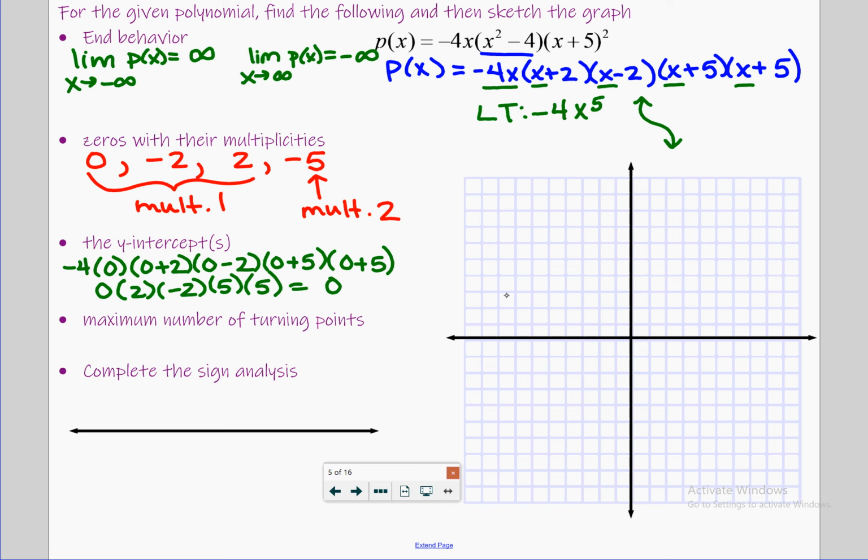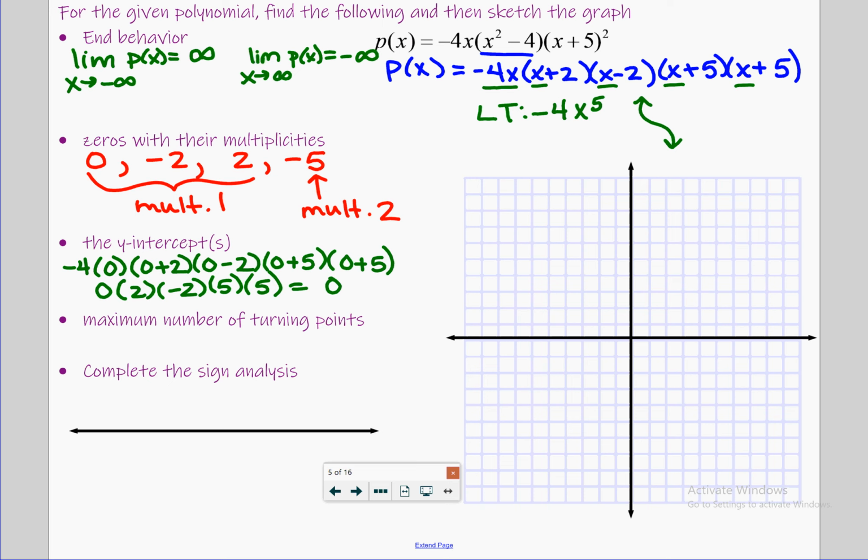Degree minus 1. And what's my degree? That leading term again can give that to you. Minus 1 is 4. Sign analysis. We'll come back to this. This is optional. I will not require that you do that. Okay? All right, so let's plot everything we know.